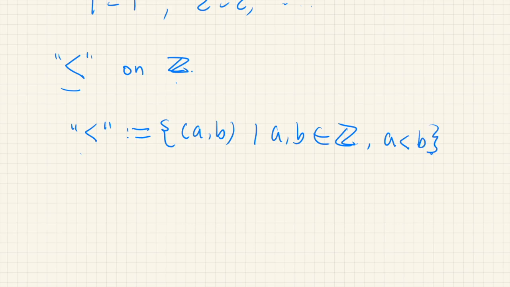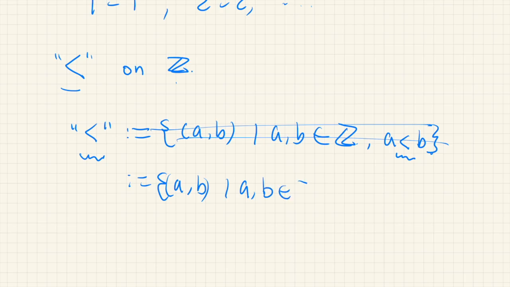But of course, we are not trying to define this less than symbol, so we shouldn't use it here. So how can we define the less than relation without using less than? This is ill-defined. So here's how we do it. A and B are integers, and such that there exists some natural number C such that A plus C is equal to B.